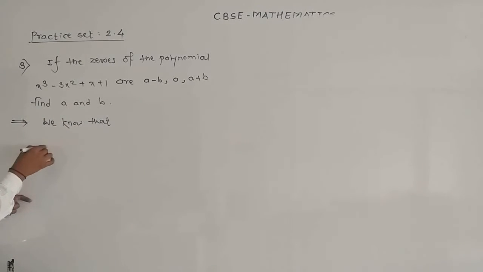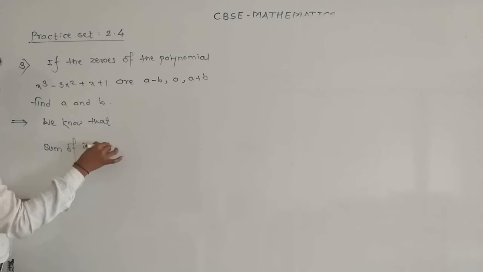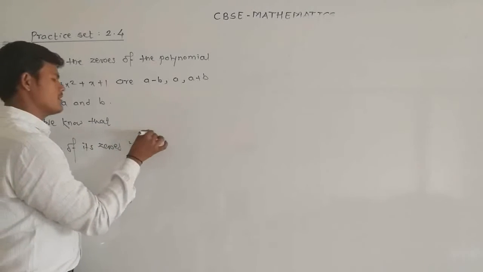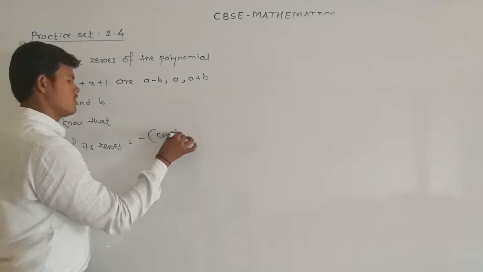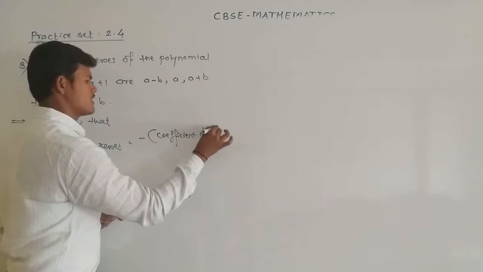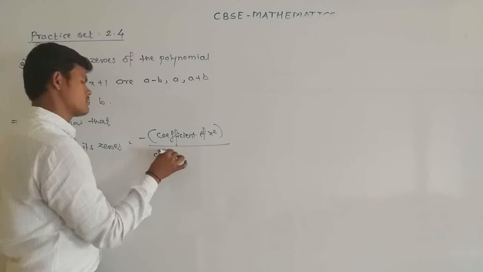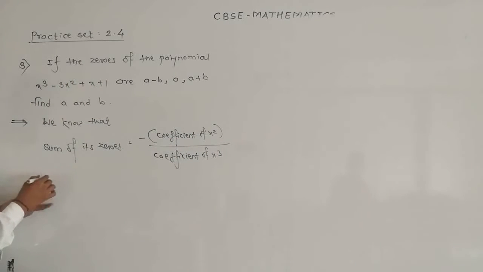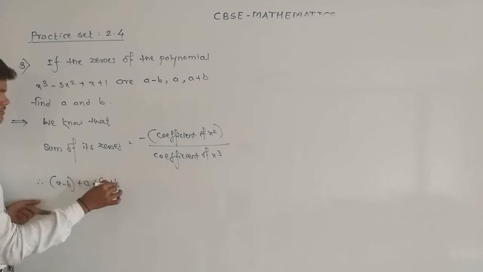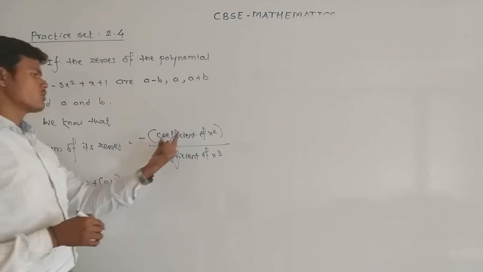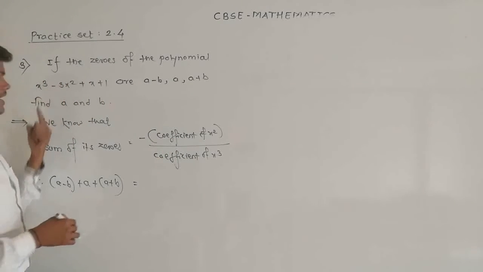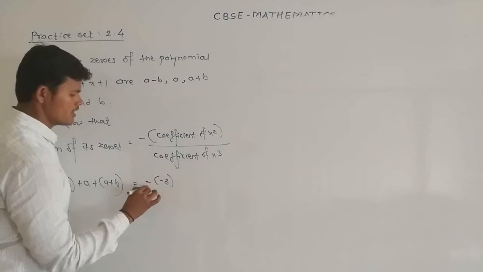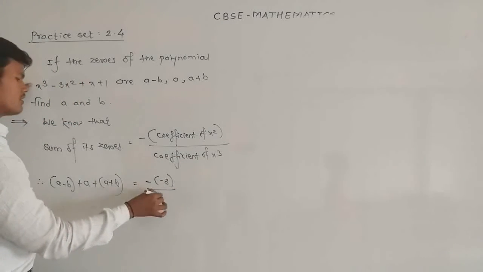Sum of zeros, sum of its zeros is nothing but minus of coefficient of x square divided by coefficient of x cube. So the sum of its zeros, a minus b plus a plus a plus b, is equal to, here the coefficient of x square is minus 3, so minus of minus 3 divided by the coefficient of x cube, which is 1.